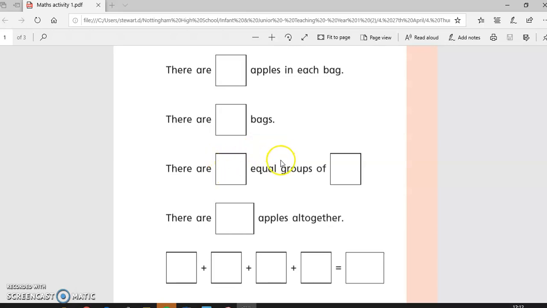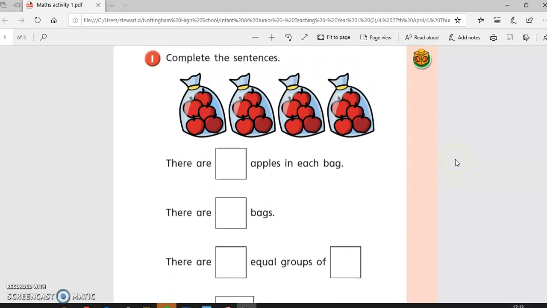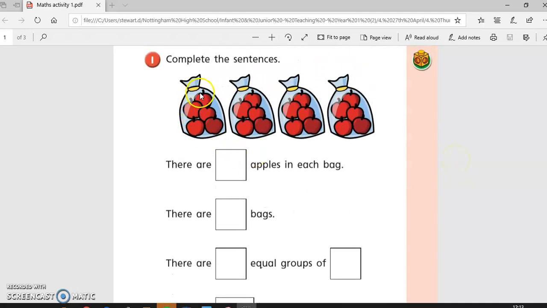How many equal groups of something? So it could be there are 2 equal groups of 3. There are 4 equal groups of 5. Make sure you've looked at the example above and written the correct numbers in. There are something apples all together. Then you're going to show how you could write all these addition questions in to find out the answer, because we're thinking about how we can add the apples is our first step to understanding multiplying.